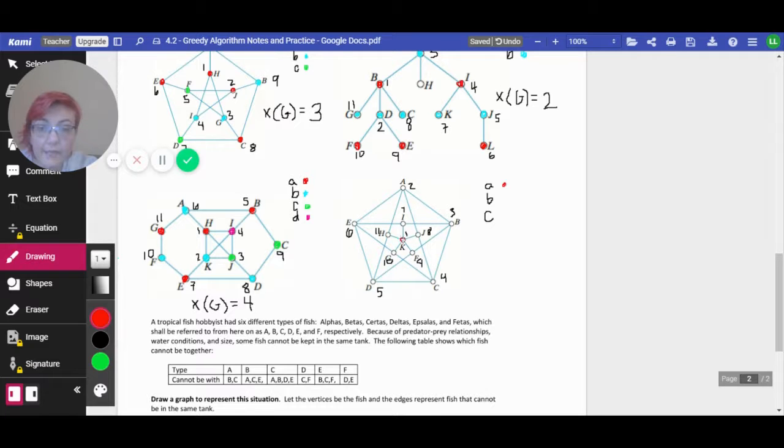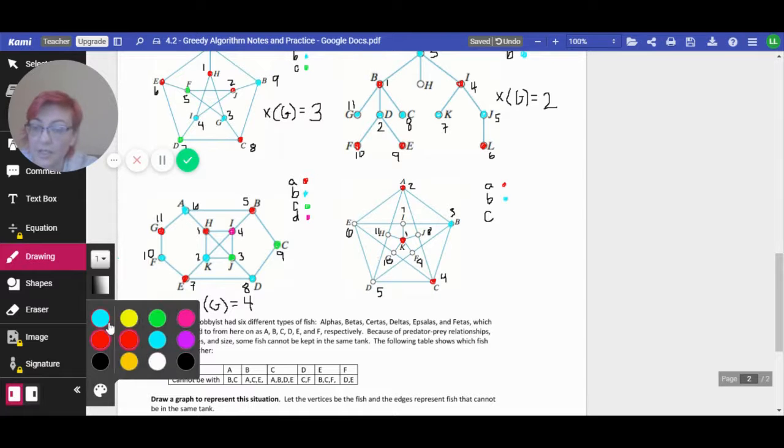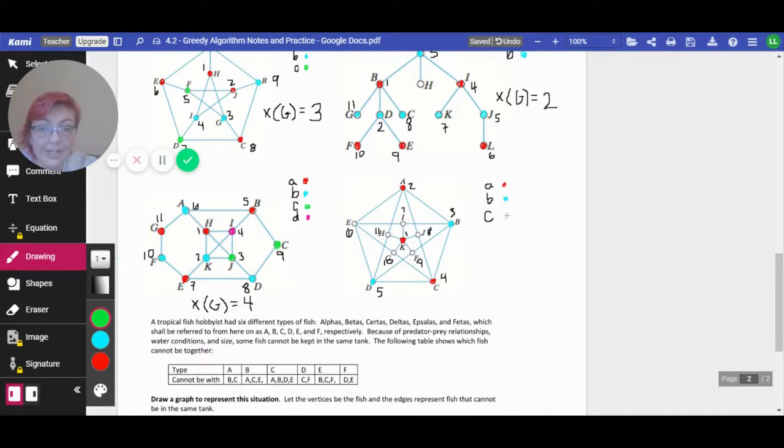1 is A, 2 does not connect to that, so it will also be color A. 3 does connect, so I'm going to make that color B, which is blue. Vertex 4 cannot be color B, but that's fine because it's color A. Vertex 5 cannot be color A, but look, it doesn't connect to color B, so it can be color B. Vertex 6 connects to A and B, so that needs to be my third color, C.